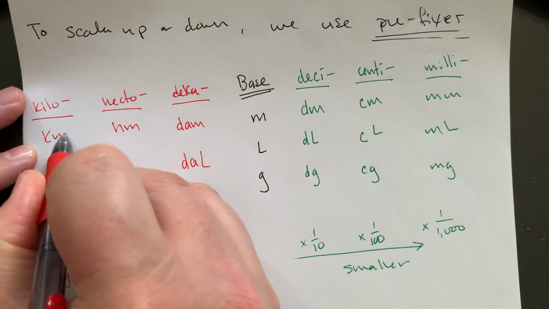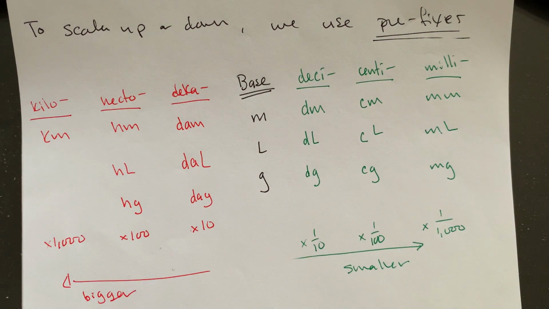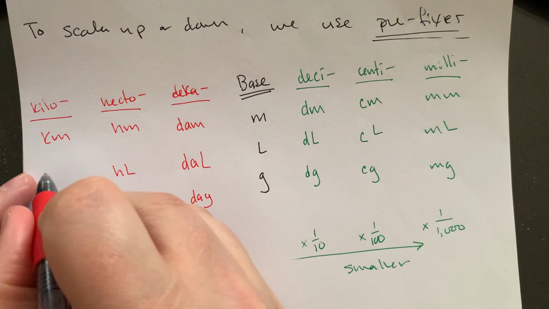So kilometer is kind of on the same scale as a mile. A kilometer is shorter than a mile. It's 0.6 something miles, I think, something like that. But it's on that same kind of scale, right? And then a meter, of course, is sort of on the scale of a yard. So we have some American units in the neighborhood there.